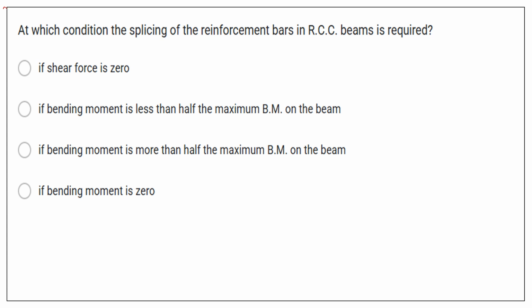The next question, question number 18. At which condition is splicing of reinforcement bar in an RCC beam required? So for splicing of reinforcement in the RCC beam, the bending moment should be less than half of the maximum bending moment on the beam. So here the bending moment should be less than that, and that is mentioned in the second option. So the second option is correct for this question.